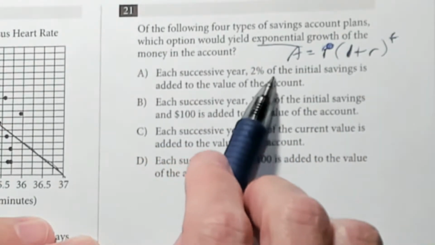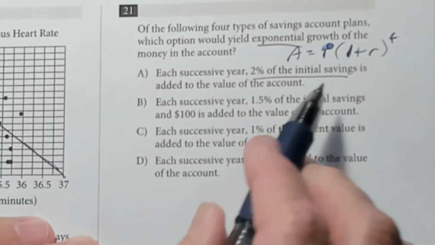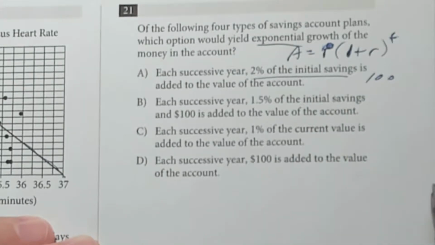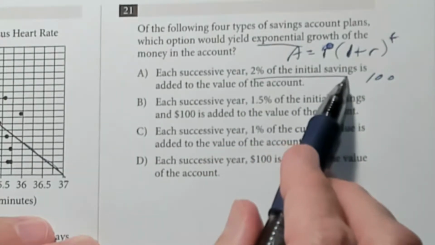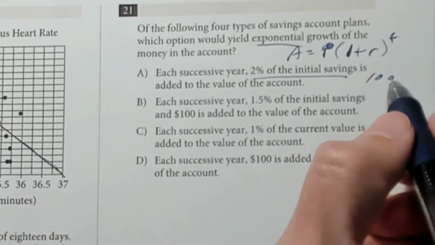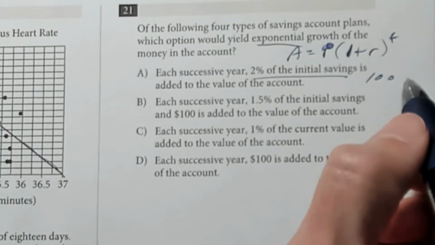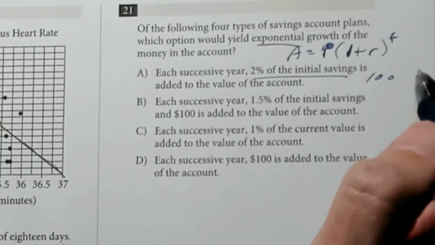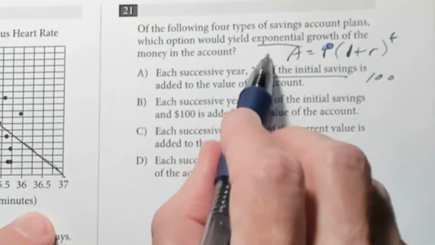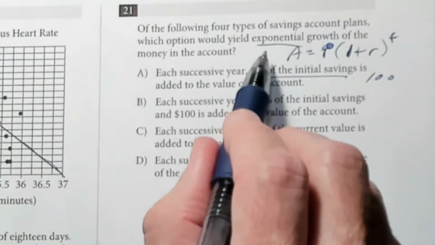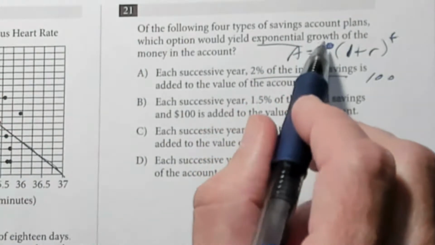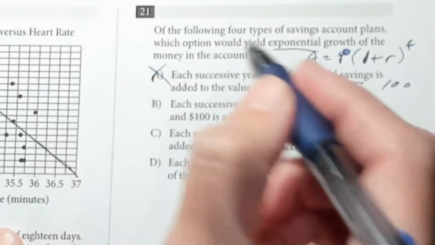Each successive year, 2% of the initial savings is added. So in other words, if I have $100, 2% is added each year. So 2% of the 100. So it gets $2 this year, $2 the next, $2 next. That's not compounding because the dollar amount that's added to the account each year is not changing. Exponential means the amount that's added is changing, it's increasing. Exponential growth, increase. So we know that A cannot be the answer.